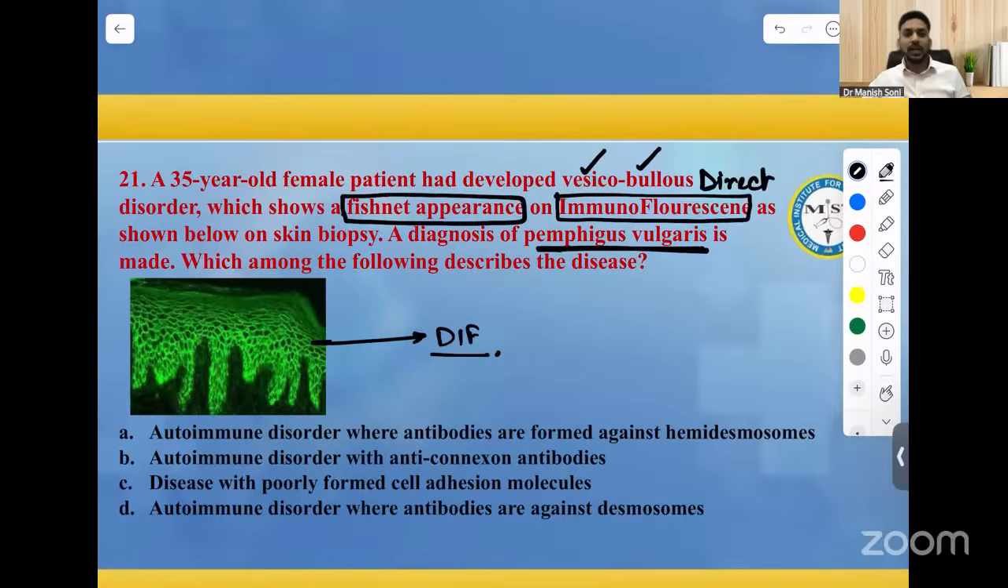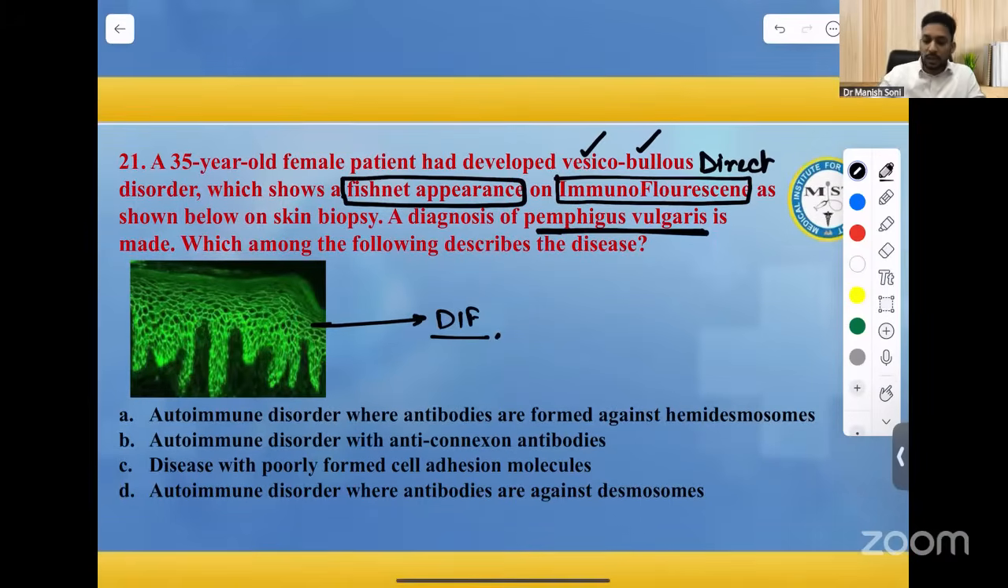We all know that. Which among the following describes the disease? Now let us read these question options individually. It is autoimmune disorder. Yes, pemphigus vulgaris is an autoimmune disorder.